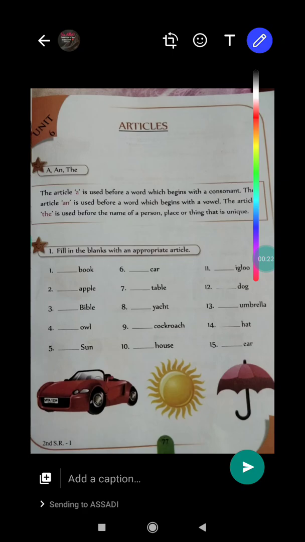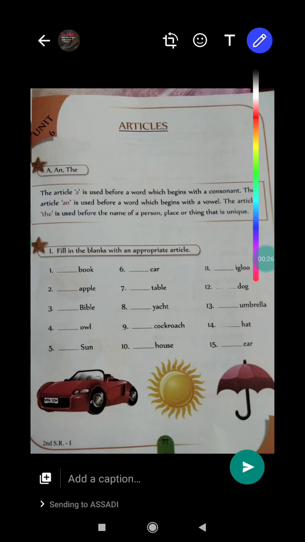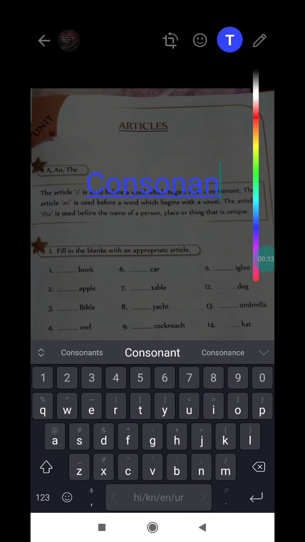Okay, and there are two types of letters in English language. And what are these two types of letters? Consonant and vowel. So you have learned in your previous class what is a vowel. So what are vowels? Vowels are those letters which are pronounced with an open mouth.